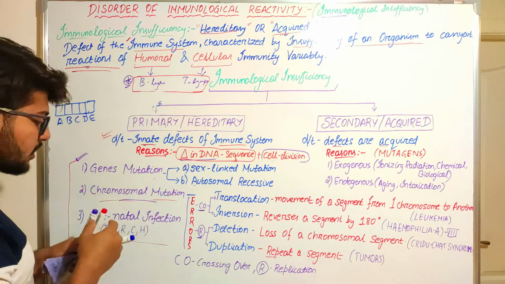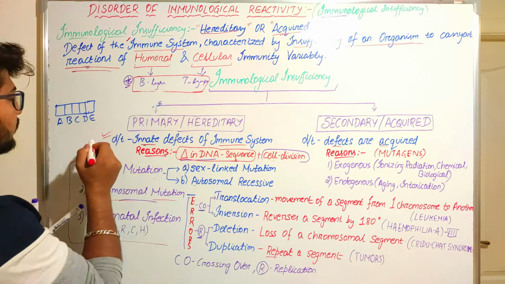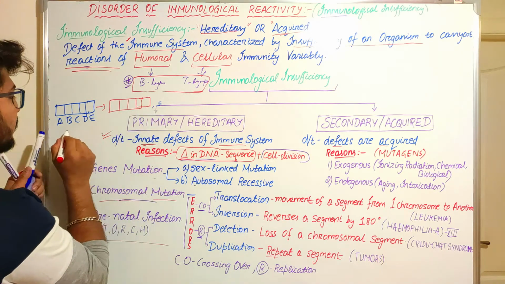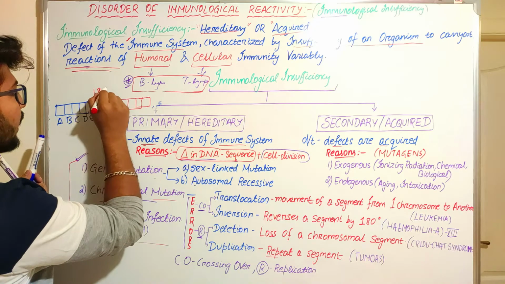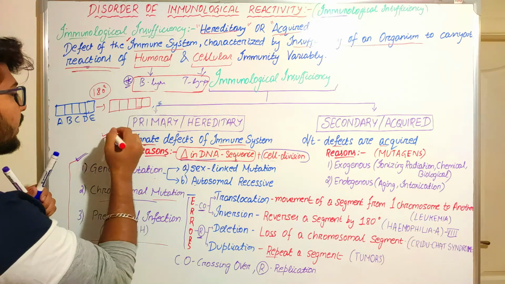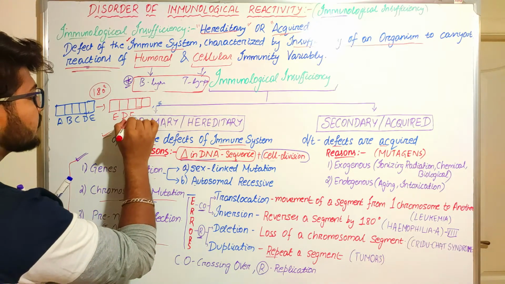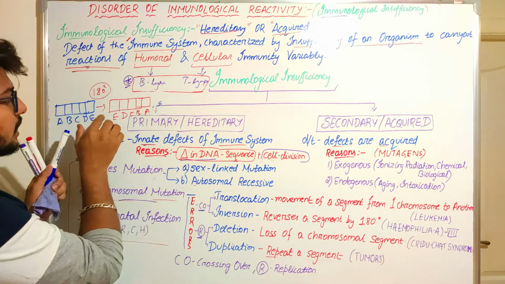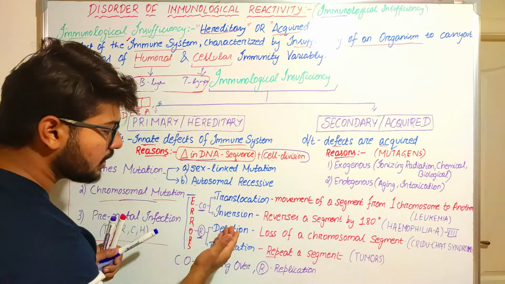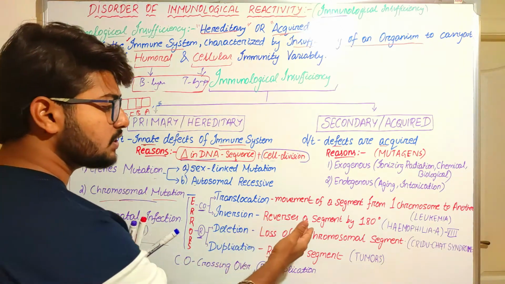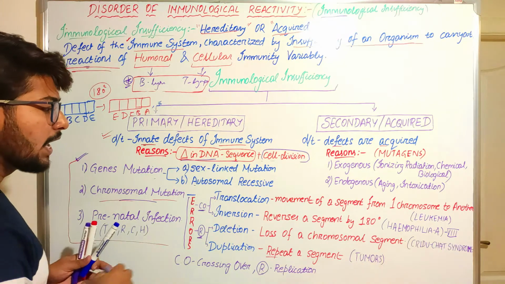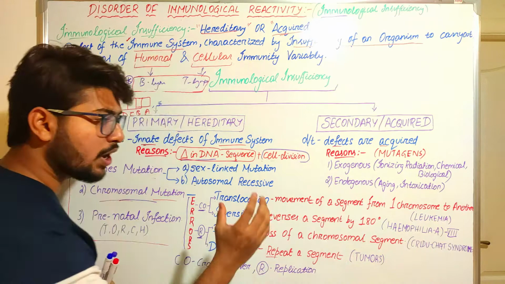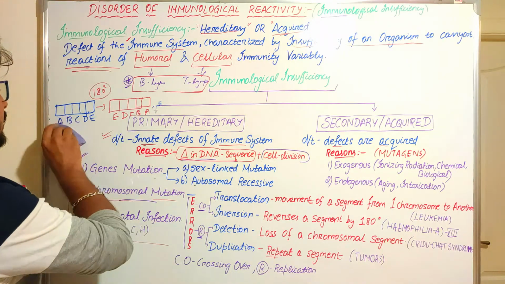If the process of inversion takes place, what will happen? This will get reversed by 180 degrees. It means it will be E, D, C, B and A. So there will be complete reversal of the segment of DNA, that is known as inversion, or reverse of a segment by 180 degrees. If there will be translocation, what do you mean by this? The movement of a segment from one chromosome to another.